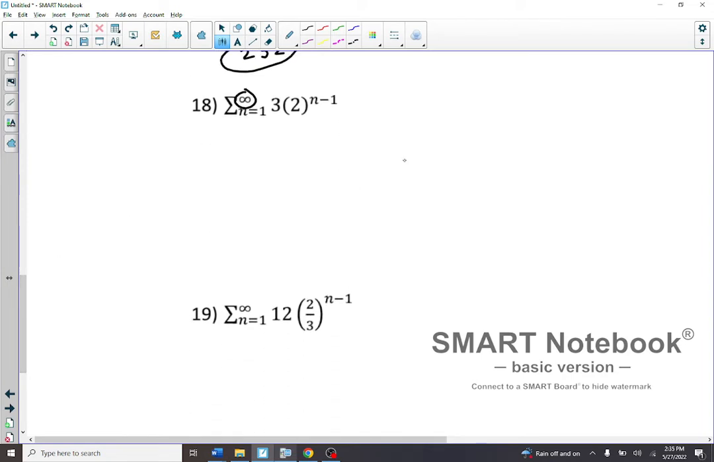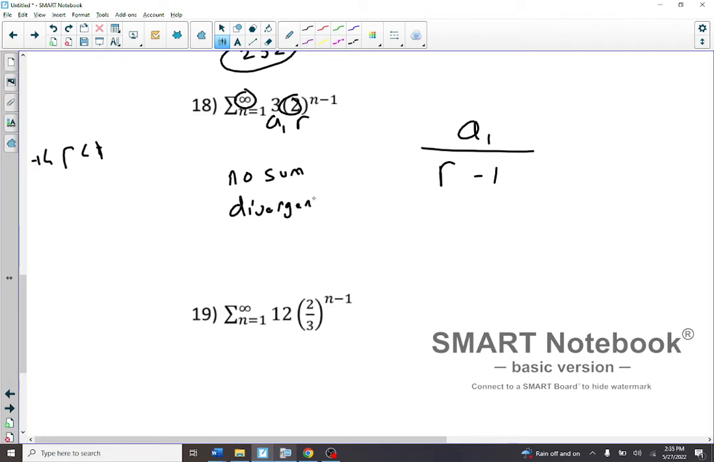For this one, when we have infinity, we need to know the equation, which is a1 over r minus 1. So it has to be a geometric sequence. So this is a1 and this is r. Very important though, this only works if r is between -1 and 1. So the absolute value of r has to be less than 1. In this case, r is 2. Because it's 2, there's no sum, or what the real word would be is divergent. So this has no sum, this is divergent.